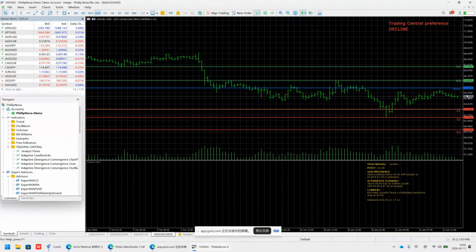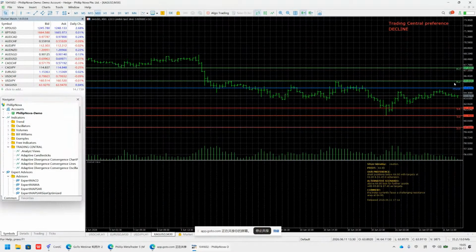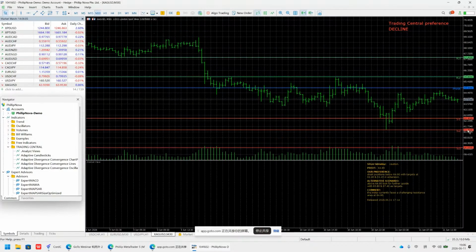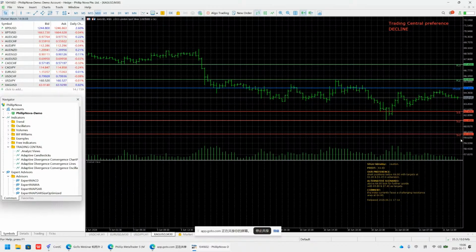R1, R2, R3 are different resistance levels and also are the target price, where R2 is more conservative and R3 is more aggressive. Likewise, S1, S2, and S3 are different support levels. And if the market environment has changed, there will be a corresponding target price as well. And also we can select different time frames. For example, 1 minute, 5 minutes, 30 minutes, 1 hour, and 4 hours period.